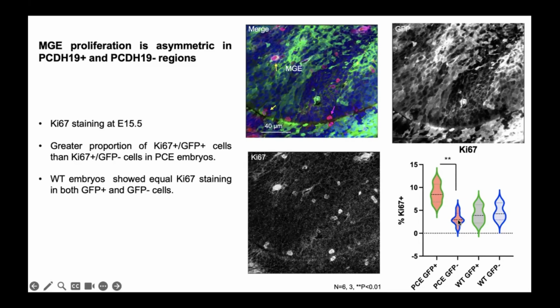And we did find some asymmetry in the number of proliferating cells that were PCDH19 negative compared to those that are PCDH19 positive. When you look at the wild type controls, there was no difference in the number of proliferating cells that were green versus blue. So this suggests that there may be some differences in timing and how the cells may be born, or that there's just not as many cells born in the PCDH19 negative regions, and that may affect their ability to migrate appropriately.